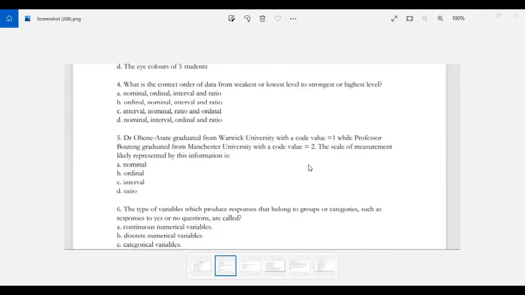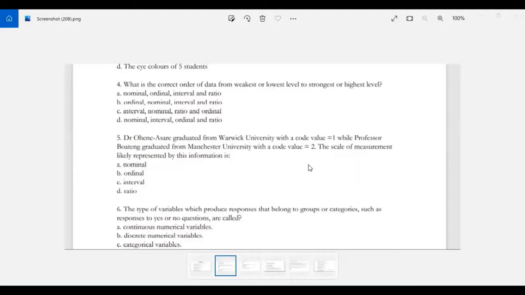So the answer is A, yes, nominal. They were asking for the scale of measurement or level of measurement. They didn't ask for data type. But the data type here is categorical, because ordinal moves with categorical, nominal moves with categorical. You get it? Yeah. Okay, 6.